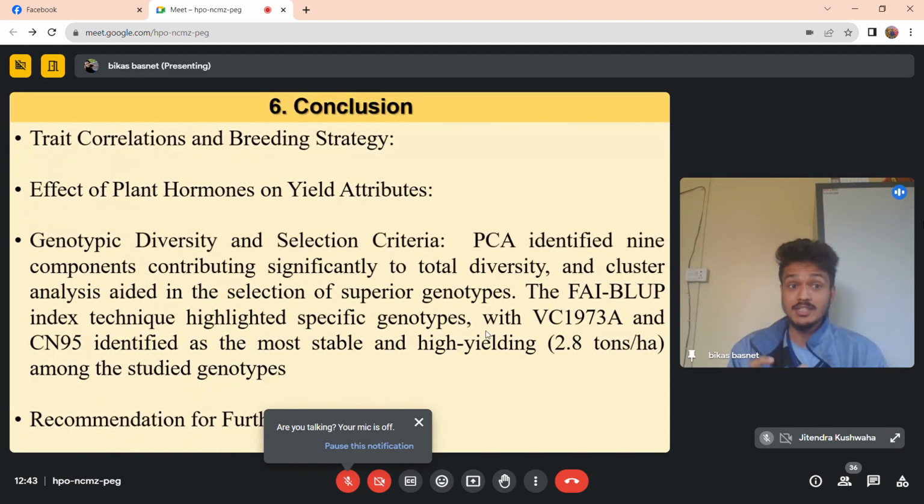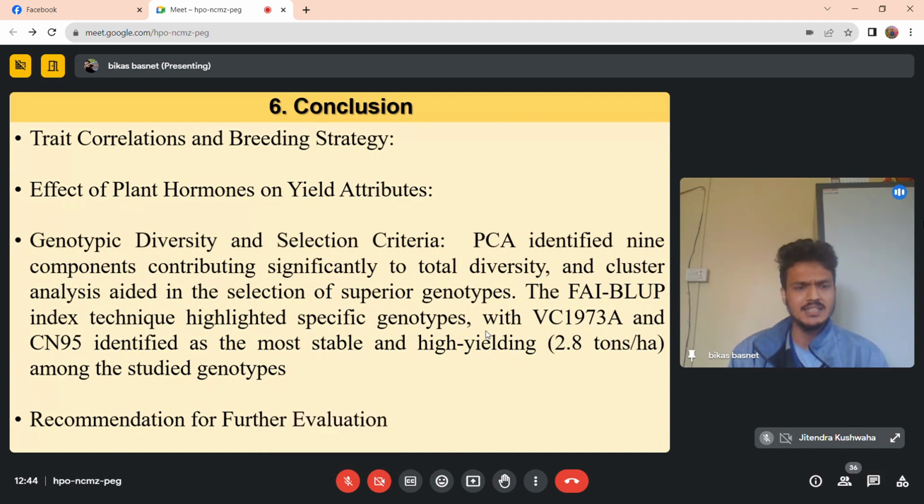The second bullet point that I highlighted here is that the plant phytohormone that is standard, 50 mg per liter of methylsalicylic acid, has a significant impact on yield.